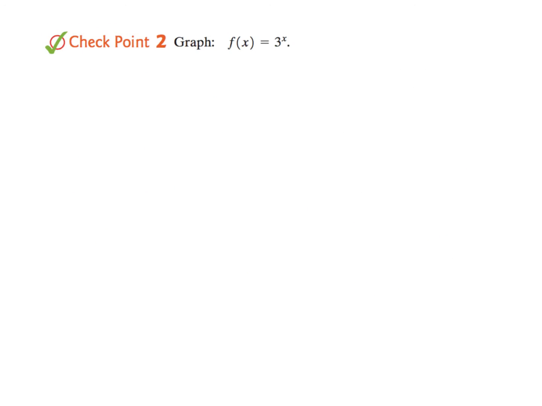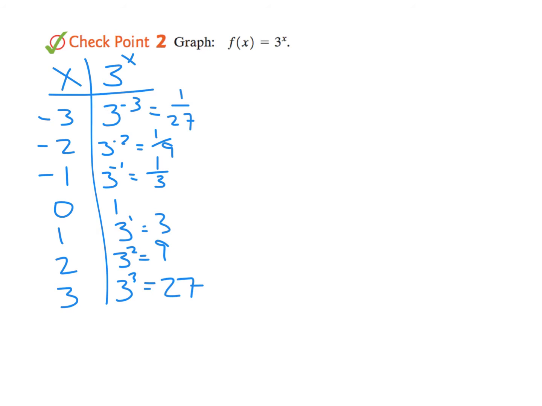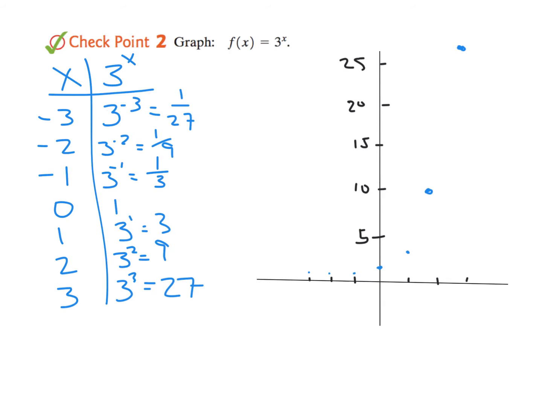Now I would like you to graph f of x equals 3 to the x on paper using a table of values. Pause the video, and then I'll show you the solution. Creating a table of values here, I stayed very simple. I picked negative 3, negative 2, negative 1, 0, 1, 2, and 3, and came up with the corresponding y values very similarly to the last problem. Here you see each one of the points plotted for this function, and it's going to look something like this.